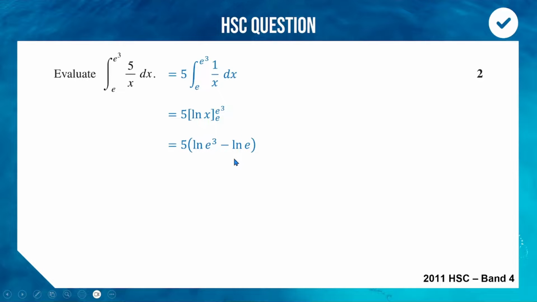And you can check that with the calculator if you're really not sure with your logarithms. Anyway, we get 5 times 3 minus 1. 3 minus 1 is 2. And then 5 times 2 is 10, of course.